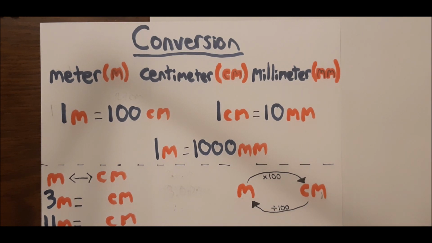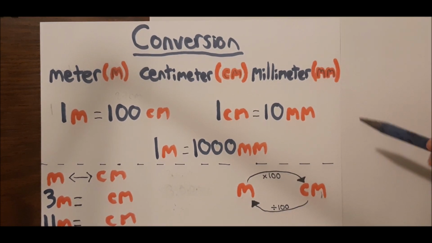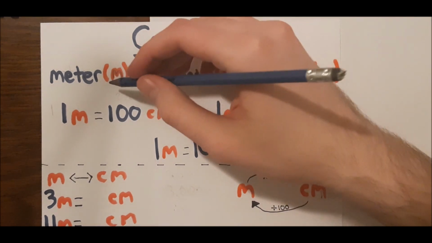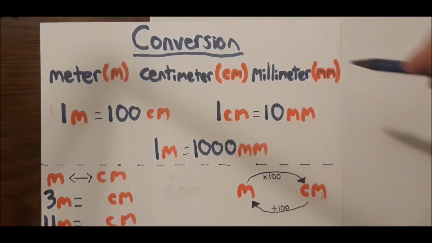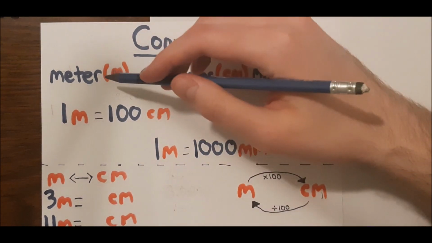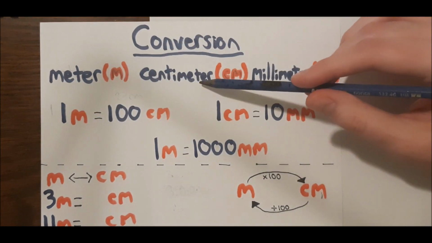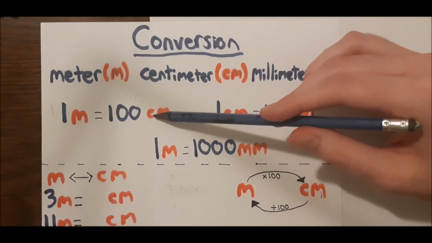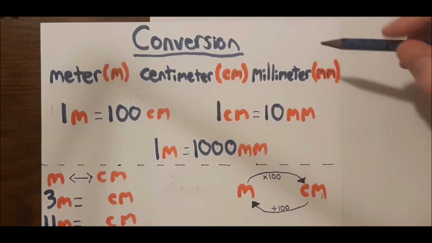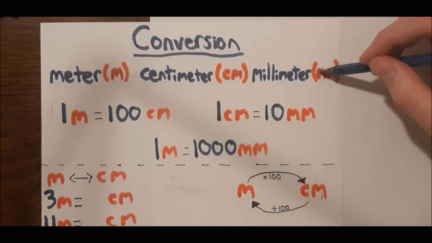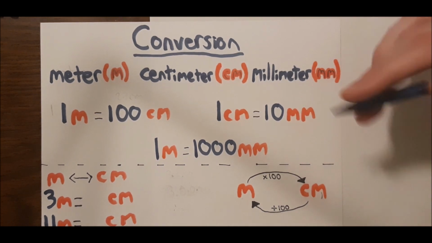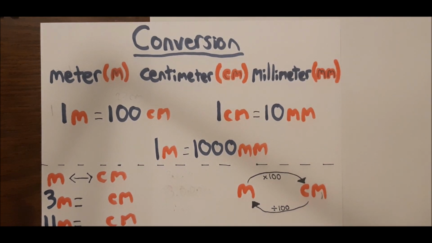And to begin, I want to look at the 3 main units of measurement that we're going to be looking at. Okay, so we're going to be dealing with meters, centimeters, and millimeters. And now meter is denoted with M, so if you just see an M, that means meter. A centimeter is denoted with cm, so if you see cm, that means centimeter. And millimeter is going to be denoted with mm, so if you see mm, it means millimeter.